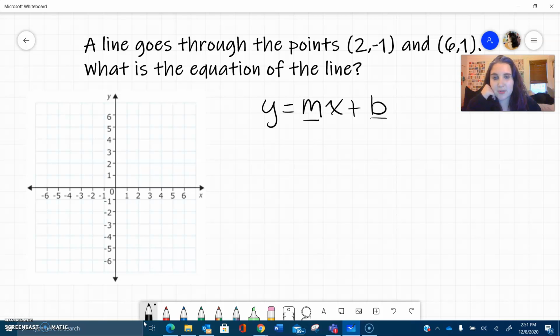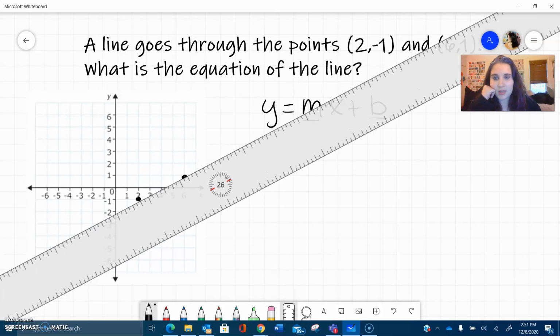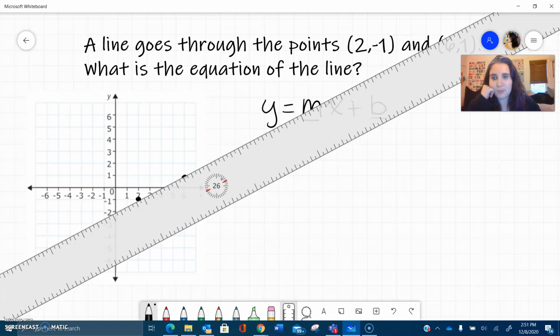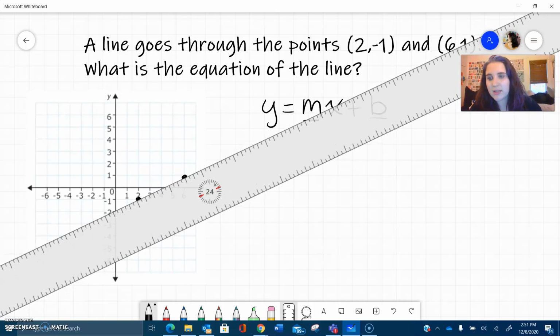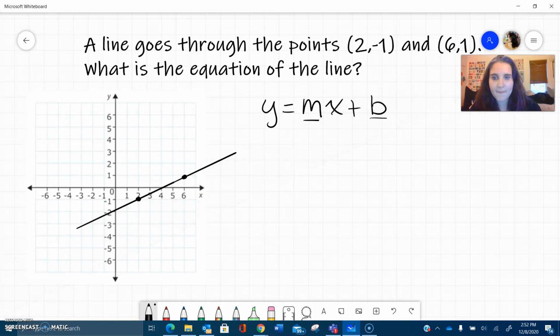The first thing I need to do is graph my 2 points. My first point is (2, -1). So I go over 2 and down 1, and that's where my first point is. And then (6, 1). So I go over 6 and up 1. Then I'm going to draw a line through these points. Here's my handy dandy ruler. And I'm going to draw a straight line all the way through the 2 points. Okay, there's my line. I have it graphed.